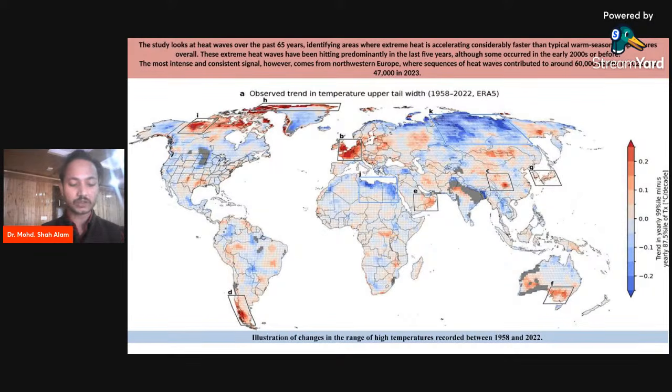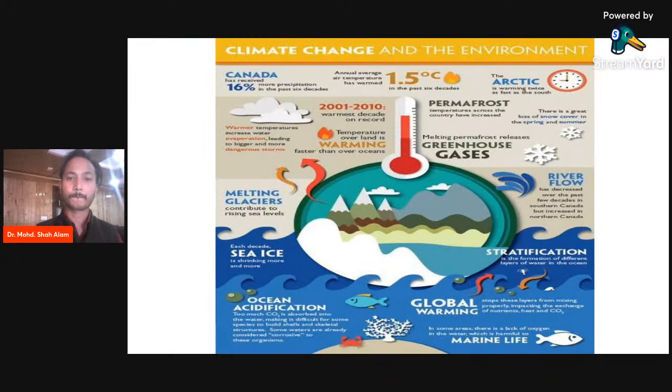Regions such as Southwest Europe have also experienced severe heat waves, resulting in tens of thousands of deaths. The most intense and consistent signal, however, is in Northwest Europe, where a sequence of heat waves contributed to around 60,000 to 47,000 deaths in 2023. The next slide shows the climate change on the environment.